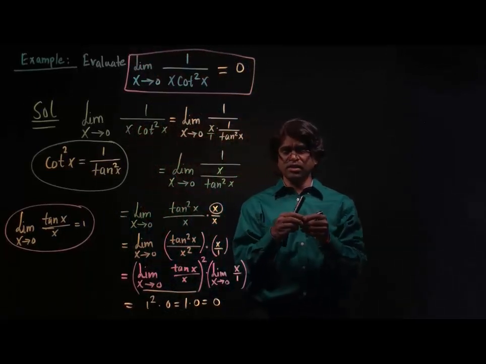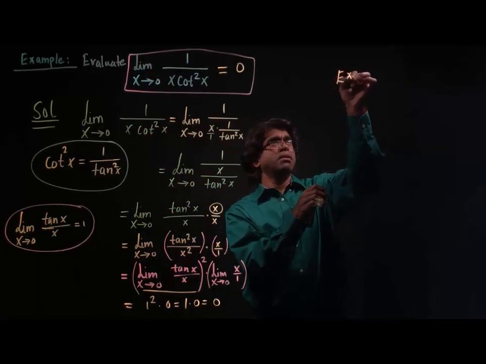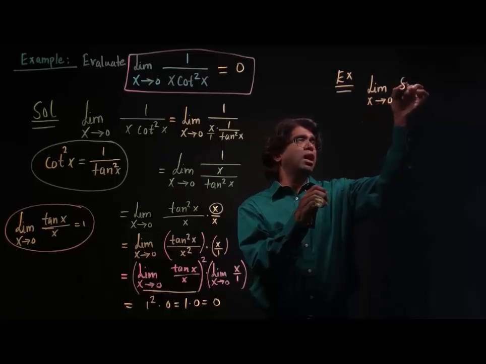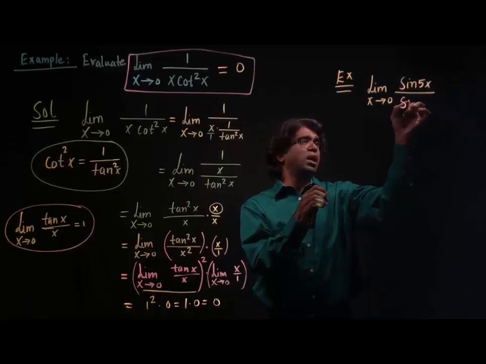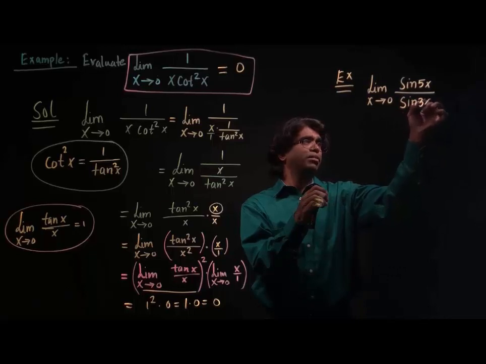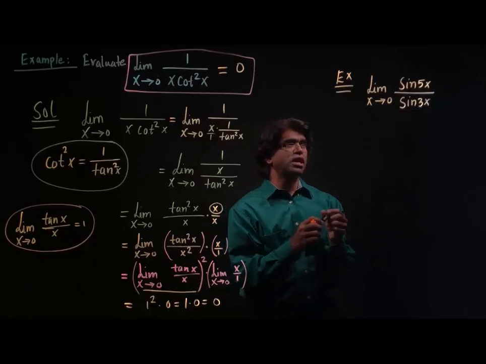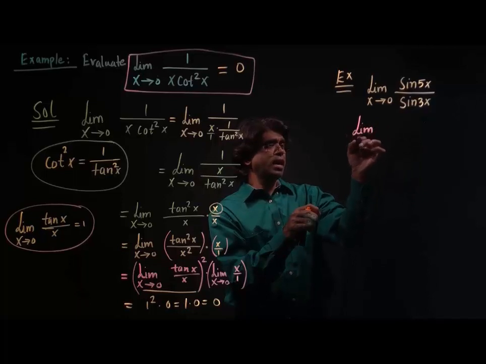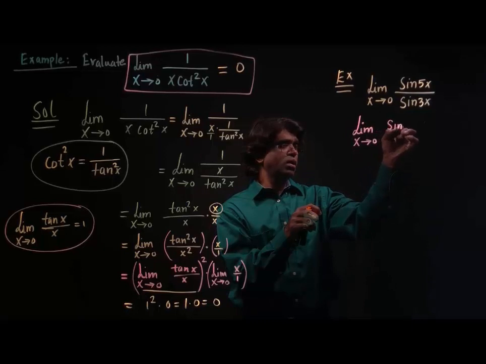Okay, now let's consider another example. So my another example is evaluate limit x tends to 0 sine 5x over sine 3x. Now, if you remember the formula for the limit of sine function, the formula was limit x tends to 0, sine x over x is what?